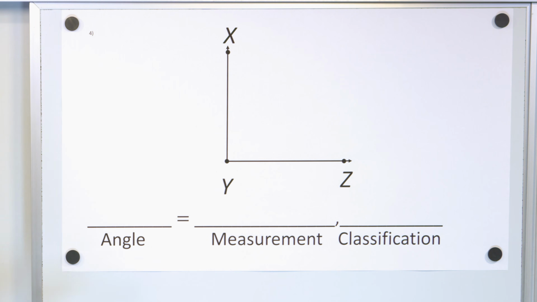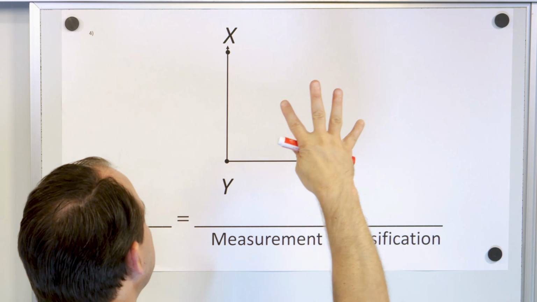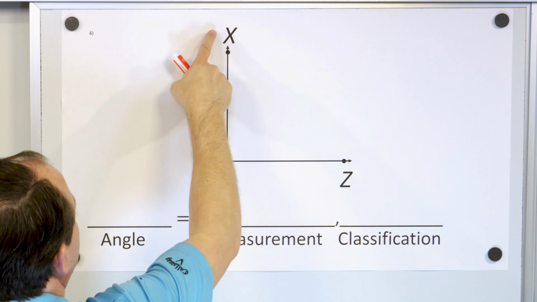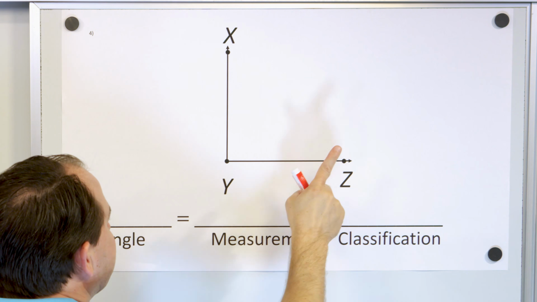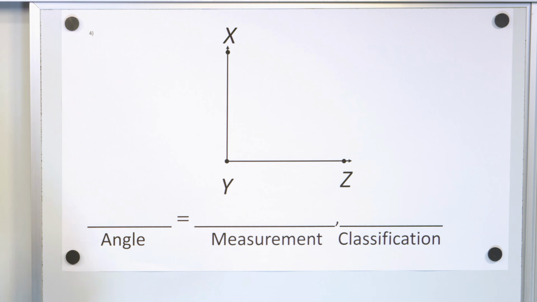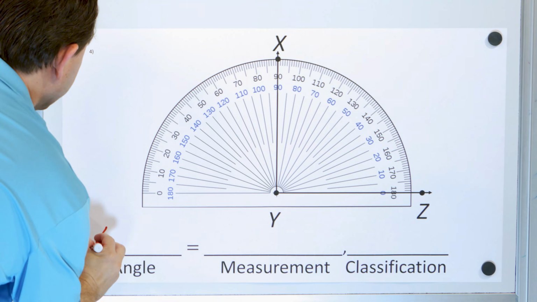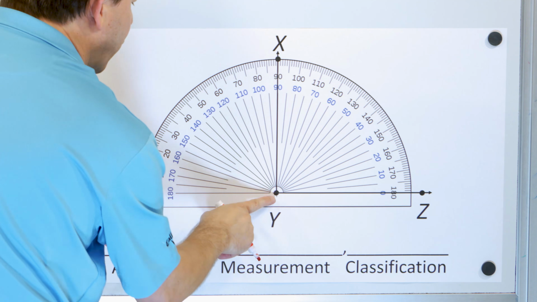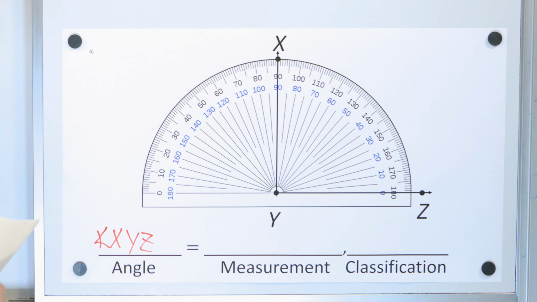All right, here's the next problem. We have this angle here. We put our protractor on top. First of all, how would we name this angle? We could either call it angle XYZ or we could call it angle ZYX. And so for this one, I'm going to call it angle XYZ. But again, you could go the other way. Y has to be in the middle as you see it here.